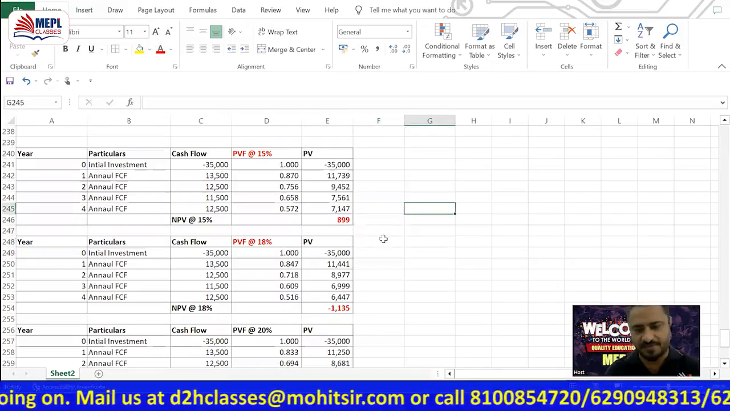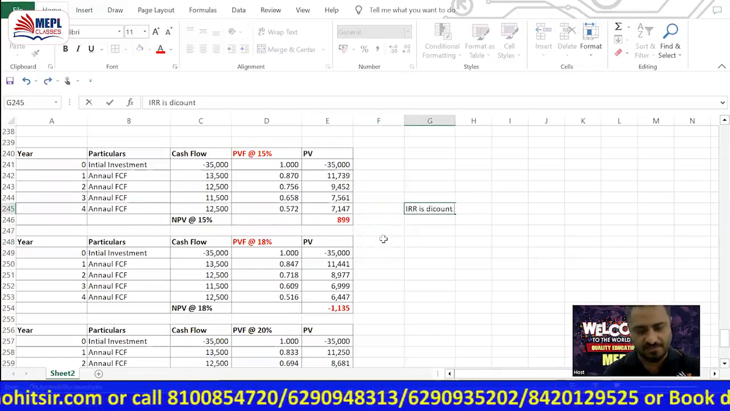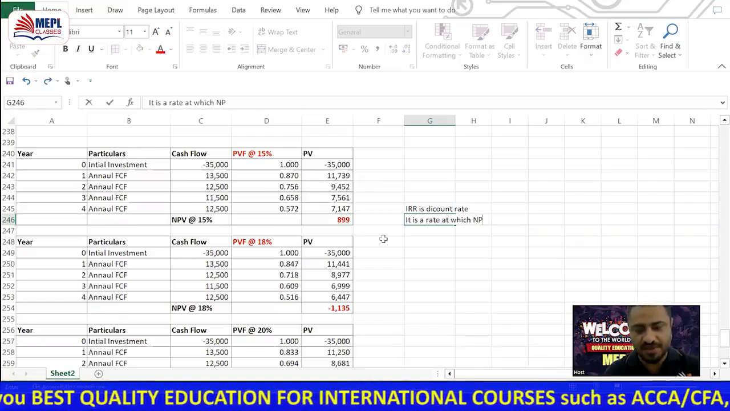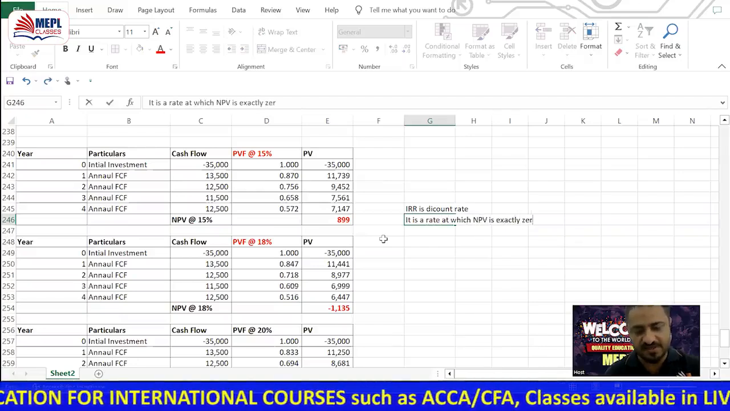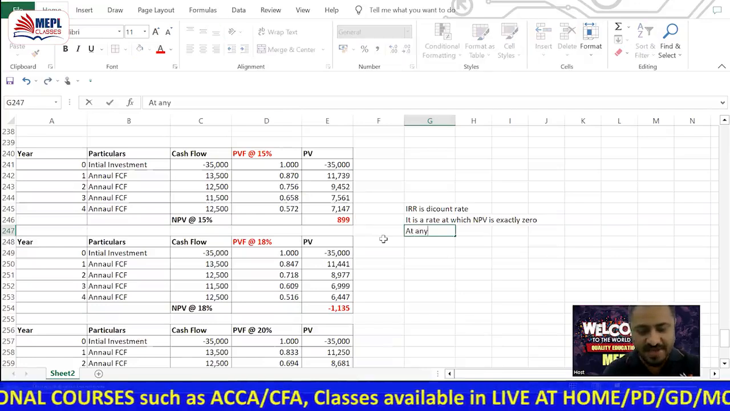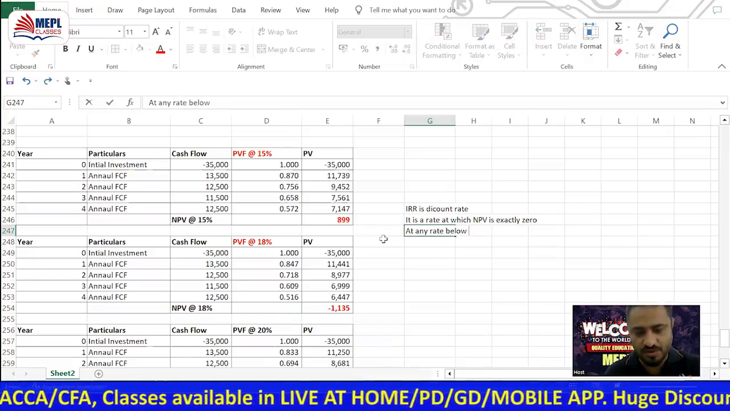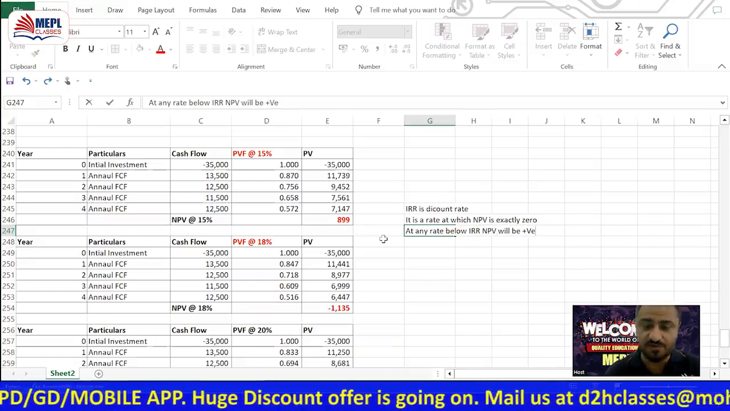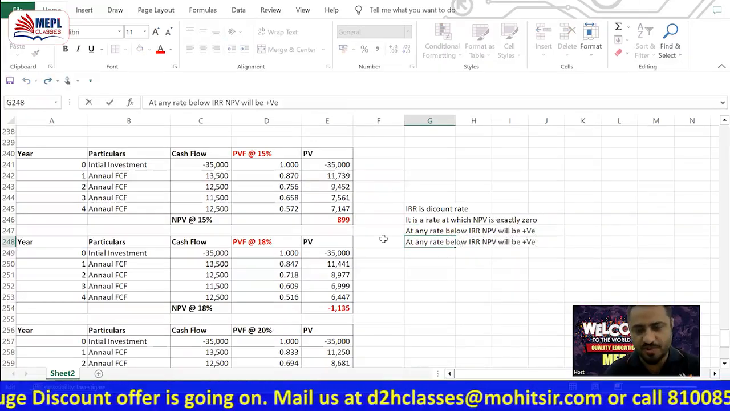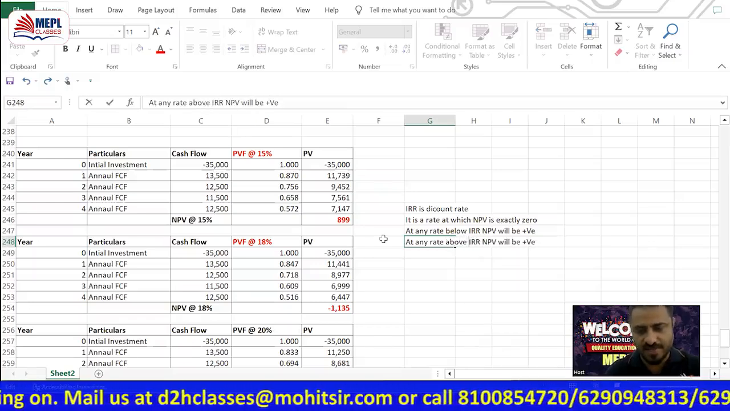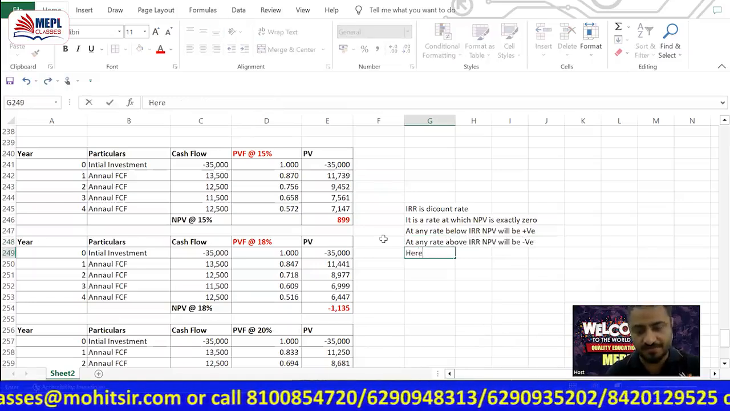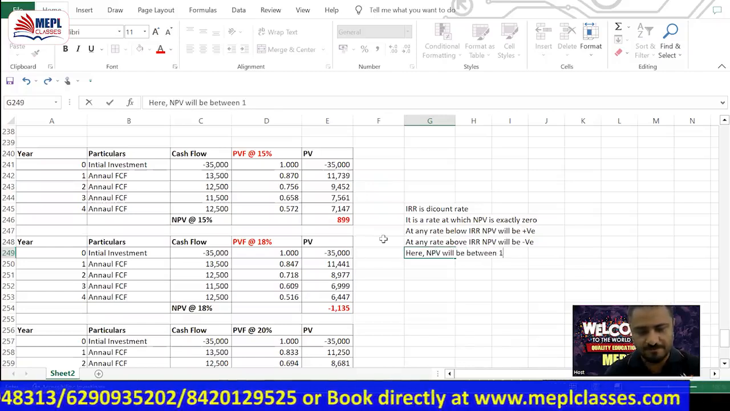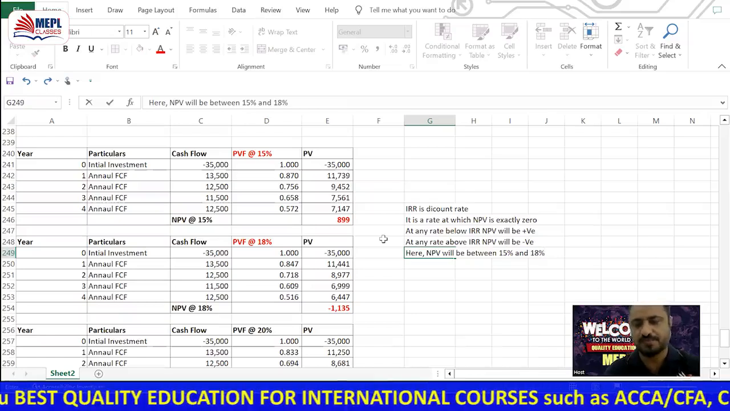So what is IRR? IRR is a discount rate at which NPV is exactly zero. It means at any rate below IRR, NPV will be positive, always positive, and at any rate above IRR, NPV will be negative. Here, NPV will be between 15% and 18%, where NPV will be negative.